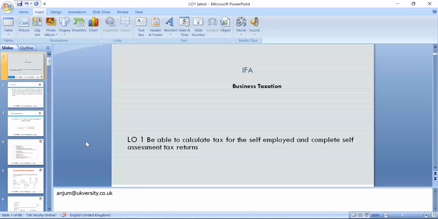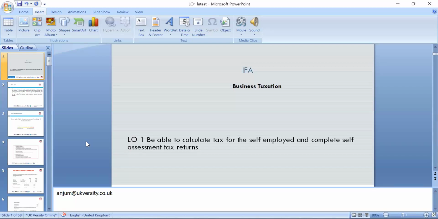Today's lesson is about LO1, which is be able to calculate the tax of self-employed. So what is meant by employed and self-employed? Employed means somebody controls you and gives you a job contract, there are certain conditions, start and finish time, controlled by how many hours, and you have to pay holiday pay, and that's known as employed. Self-employed, you can manage your work yourself.